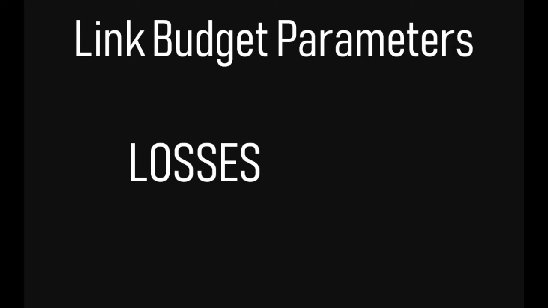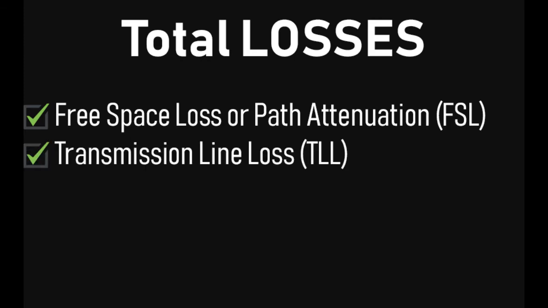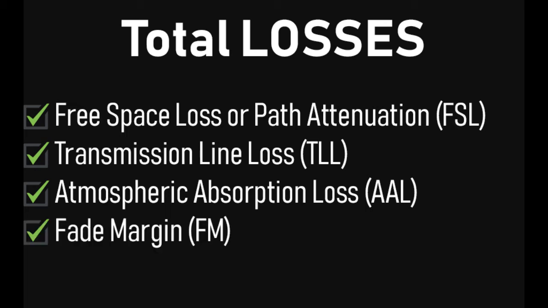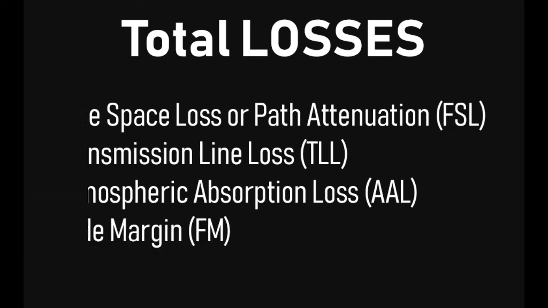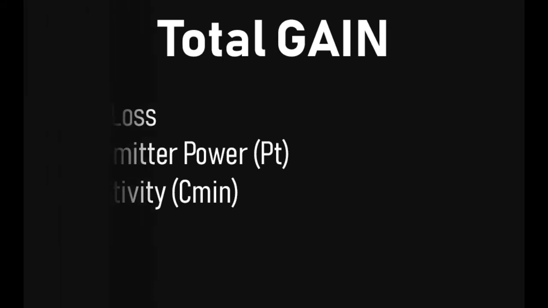There are two parameters in link budget. These are the losses and gain. For the total losses, we have the free space loss or path attenuation, transmission line loss, atmospheric absorption loss, fade margin, and other losses. For the total gain, we have the total loss, transmitter power, and sensitivity.